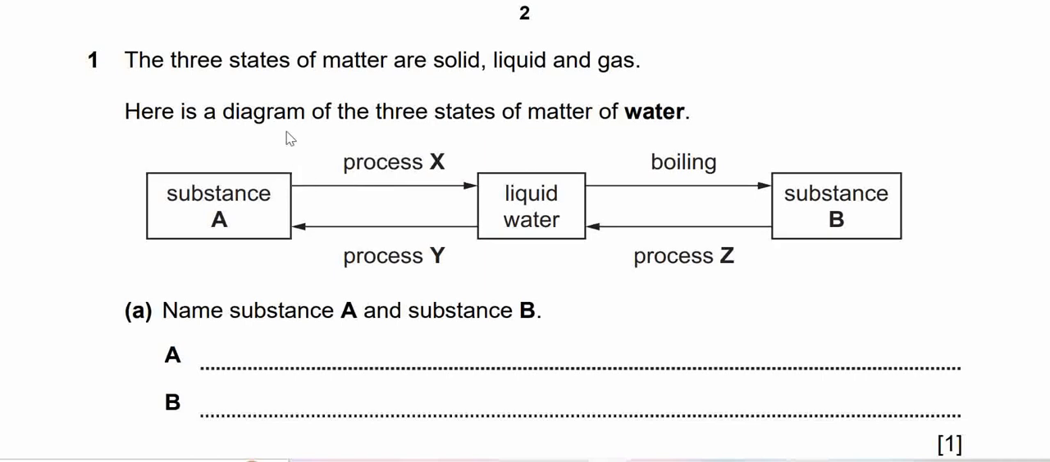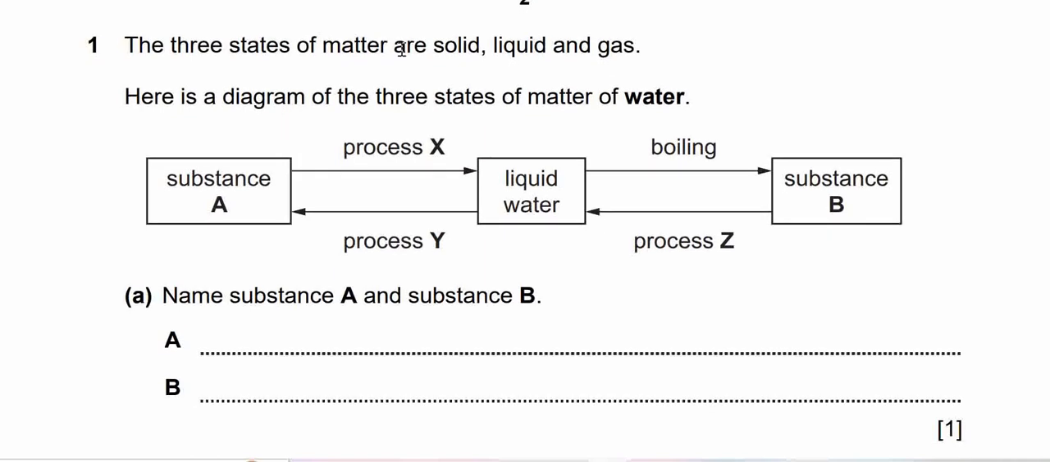The 3 states of matter are solid, liquid, and gas. Here is a diagram of the 3 states of matter of water. Substance A, process X, liquid water, boiling, substance B, and the reverse is substance B, process Z into liquid water, and process Y into substance A. Name substance A and B. 10 seconds from now.